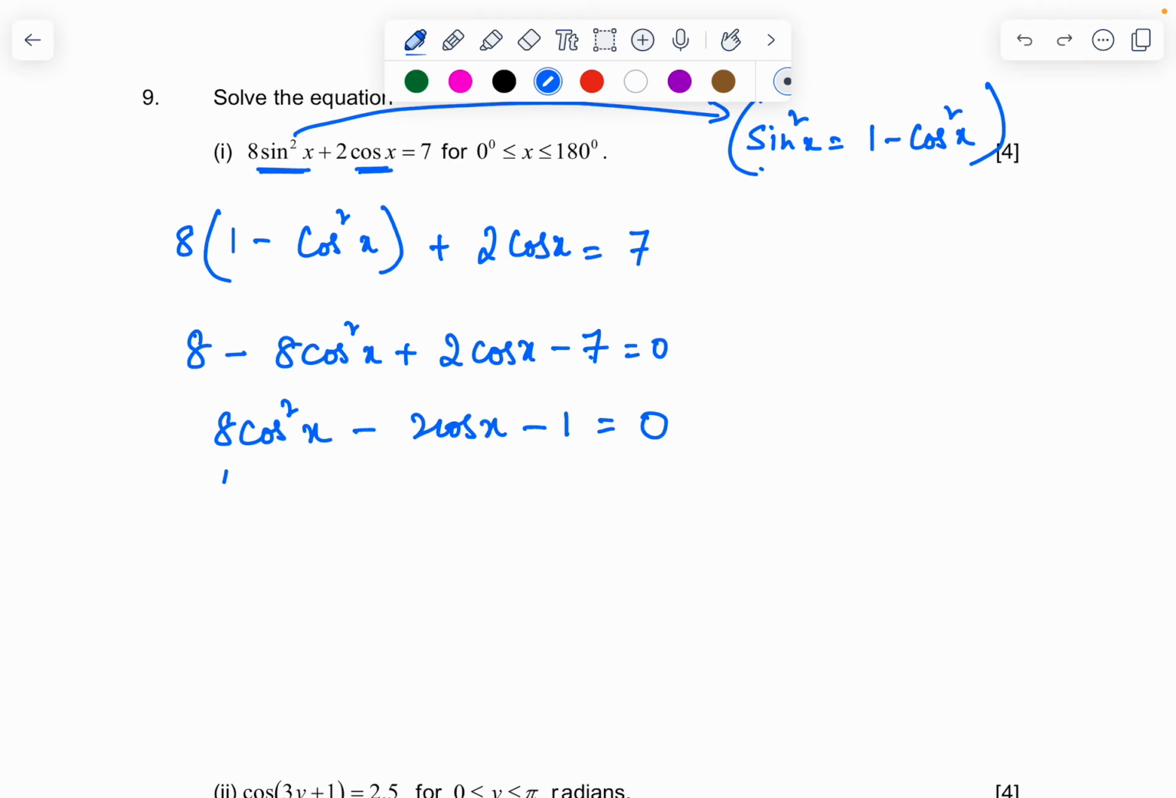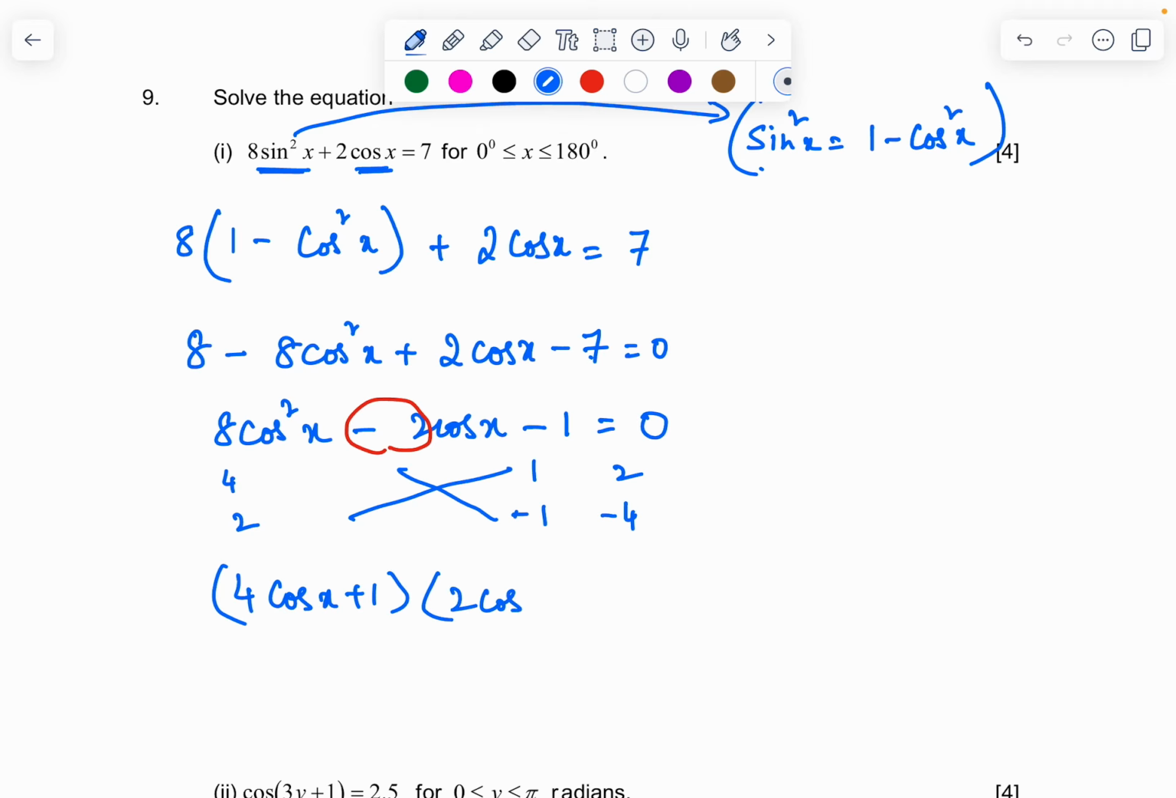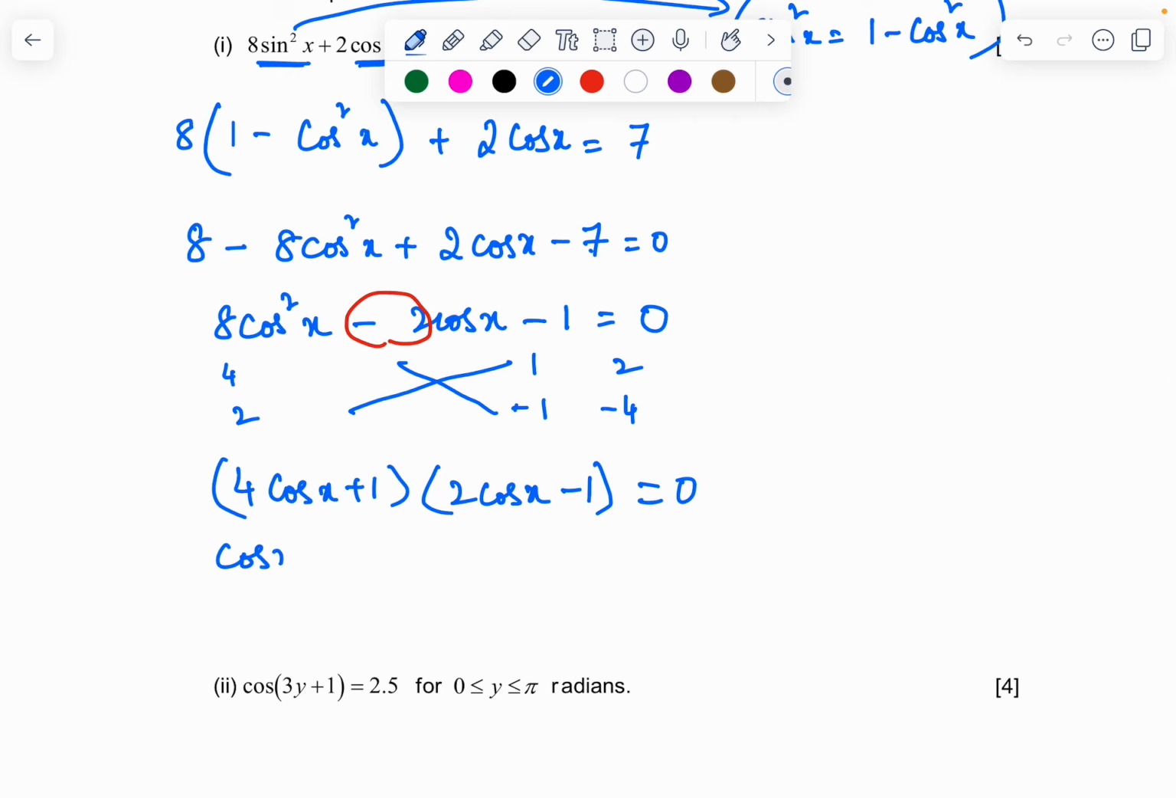So the factors of 8 are 4 and 2, and the factors of 1 are 1 and negative 1. So when you simplify and check, you can see that this is negative 4 and this is 2. So we are good. It is negative 2 here. So I'll write now (4 cos x plus 1)(2 cos x minus 1) equal to 0.